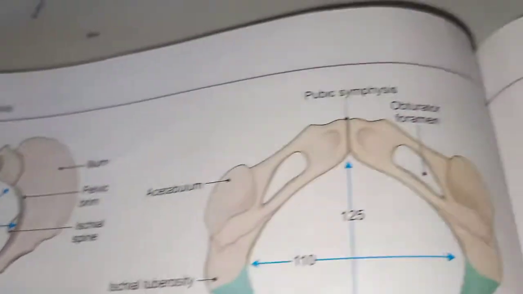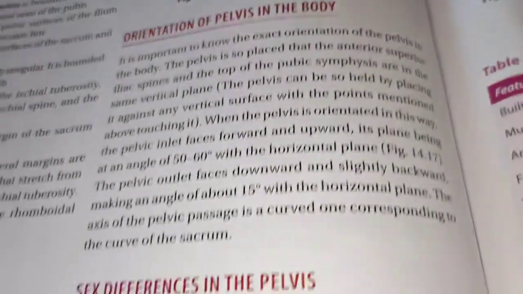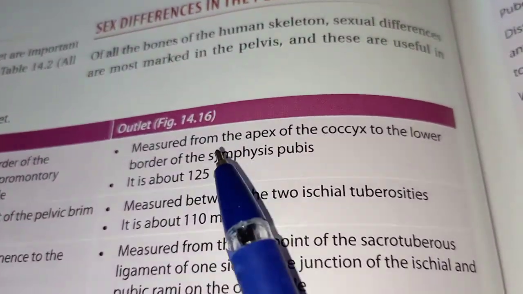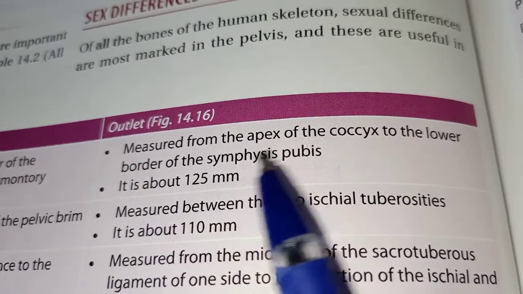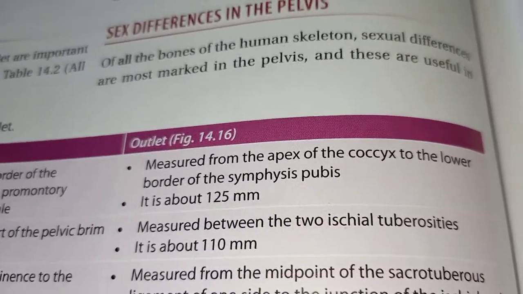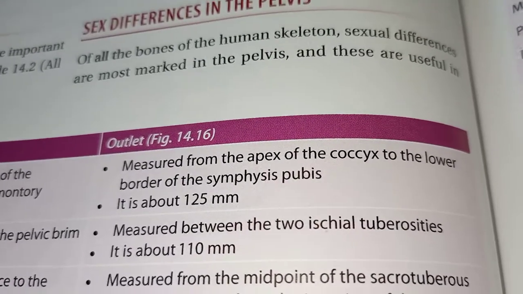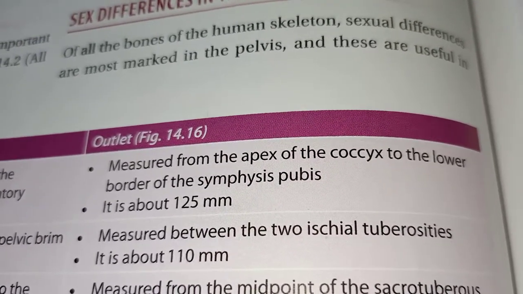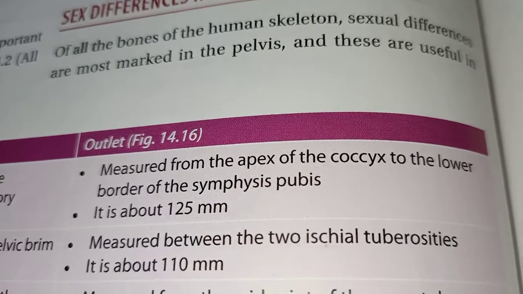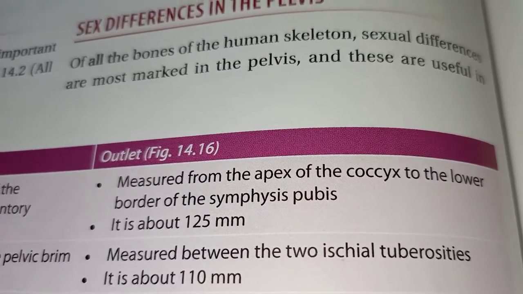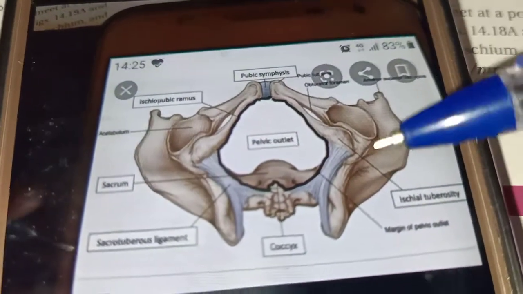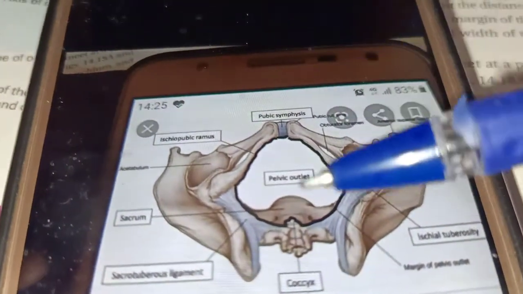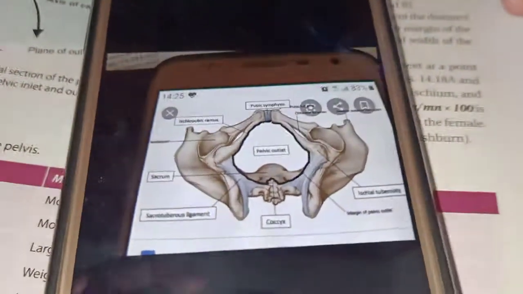Now we'll take the diameters of the outlet. Measured from the apex of the coccyx to the lower border of the pubic symphysis. From the apex of the coccyx to the lower border of the pubic symphysis. So that is the AP diameter. So it is from the lower border of the coccyx. You can see here, this is the coccyx outlet.